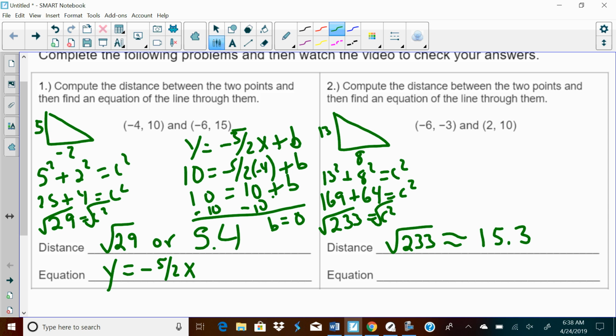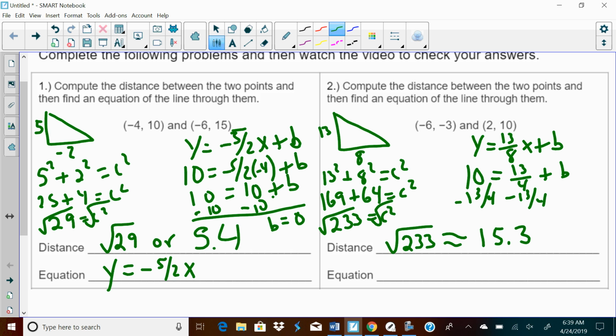So my equation, I already know the slope, 13 over 8, x plus b. I'm going to use 10 too. So 10 equals 13 over 8 times 2 is 13 over 4 plus b. Subtract 13 over 4 from both sides. I get b equals 6 3/4. So my equation is y equals 13 over 8 x plus 6 3/4.